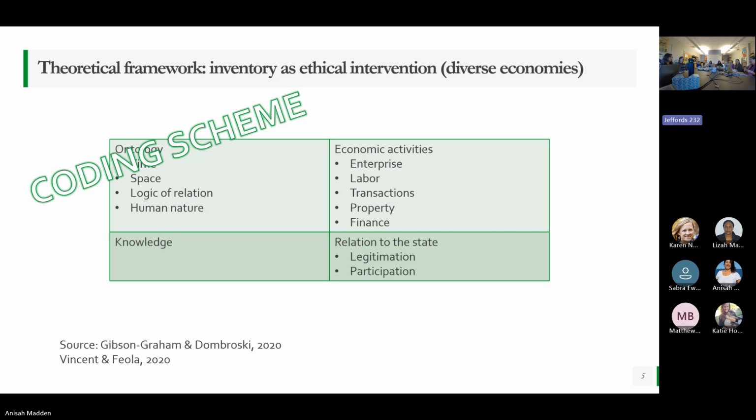So what I decided to do is also include the work of two other people who are also based in the Netherlands, Olga Vincent and Viola. They expanded this work on diverse economies in light of agriculture, to include these other relations that are also implied in economic activities. This is also not an exhaustive list, but they made a start, and I took this starting point to start analyzing my data.